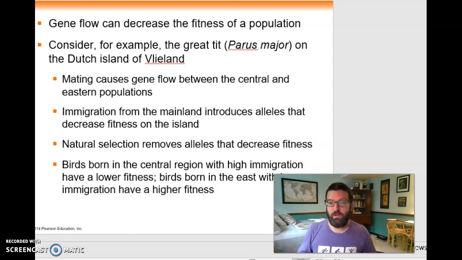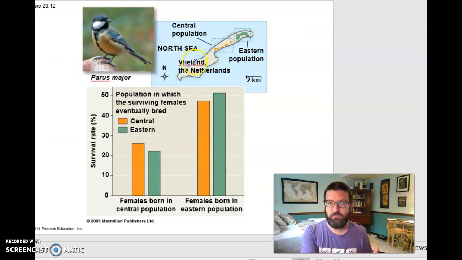So there are genes or alleles that have become common in island populations of this particular bird, the gray tit, and they make the population more fit on the island, but less fit on the mainland. And so when birds come from the mainland to the island and bring those alleles with them, the island individuals, especially in the central population, where you get the most migration from the mainland, you get a drop in fitness for those populations.